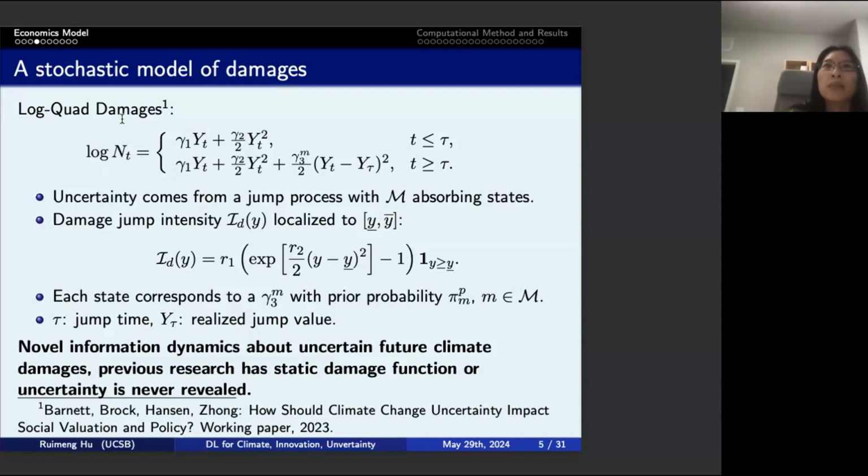Okay, so we model this damage to the environment as a log-quadratic function. So the log of the damage takes the form of a quadratic function of this temperature anomaly. So Y_t follows the diffusion process that we saw in the previous stage, and it has a piecewise definition. So the tau here is a jump time.